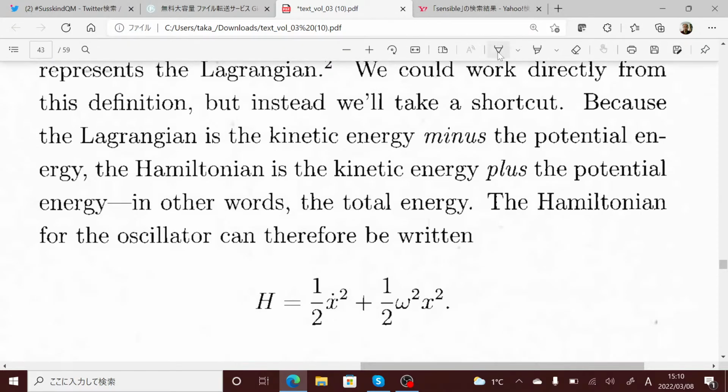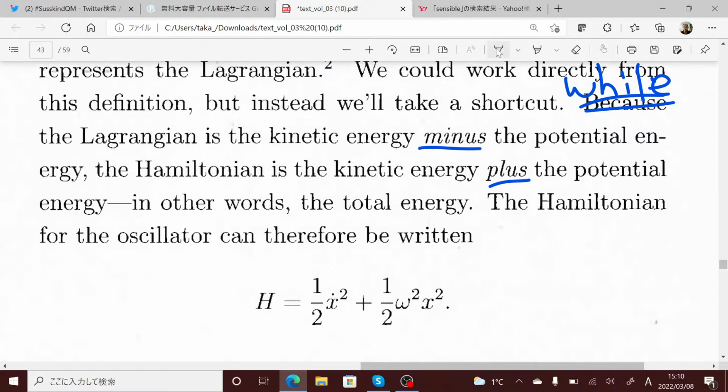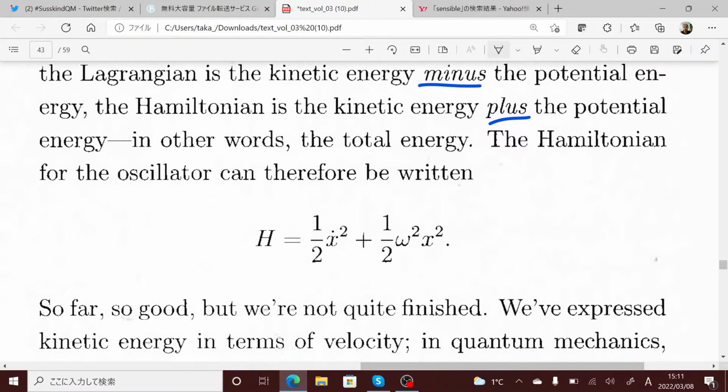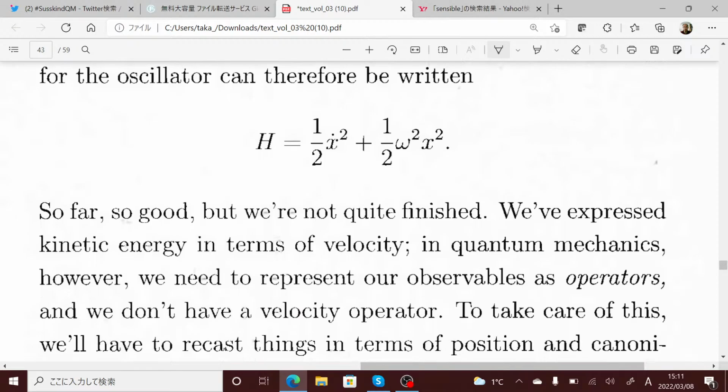I think a better way to say it is: while the Lagrangian is the kinetic energy minus the potential energy, the Hamiltonian is the kinetic energy plus the potential energy. In other words, the total energy, the Hamiltonian for the oscillator, can therefore be written as H equals 1/2 x dot squared plus 1/2 omega squared x squared.